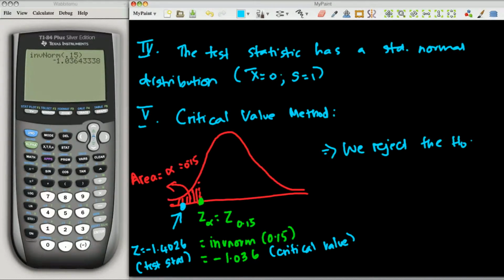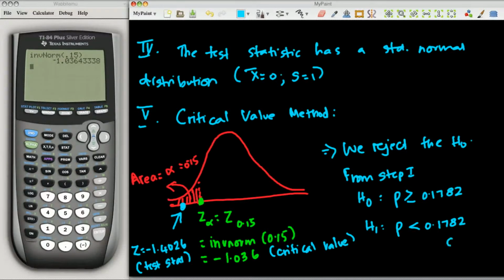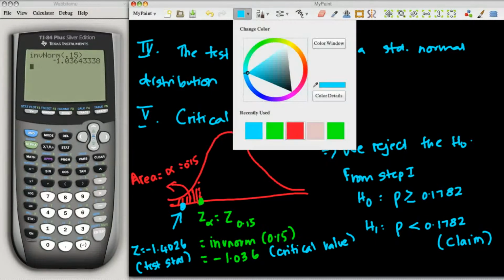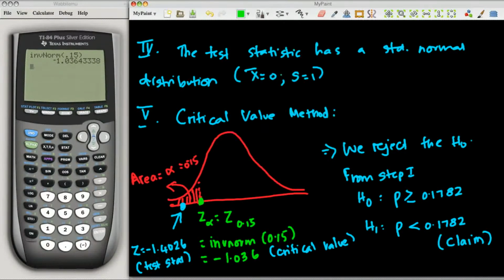If we reject the null from step 1, we know that the definition is: null, P is greater than or equal to 0.1782, and the alternative is P less than 0.1782, and the claim was the alternative. Since we reject the null, we sort of crossed it out in a hypothetical way, so that cannot be true. So the claim is true.